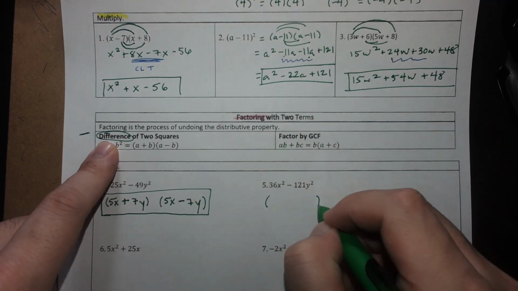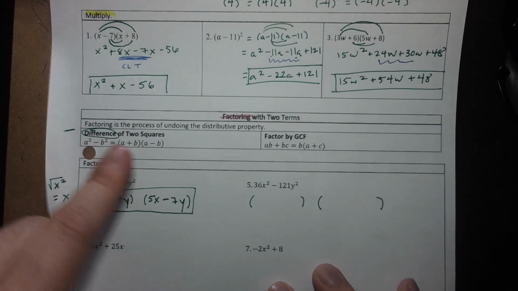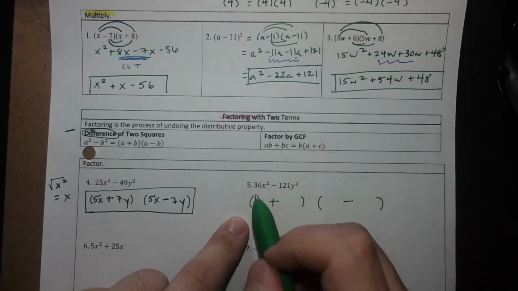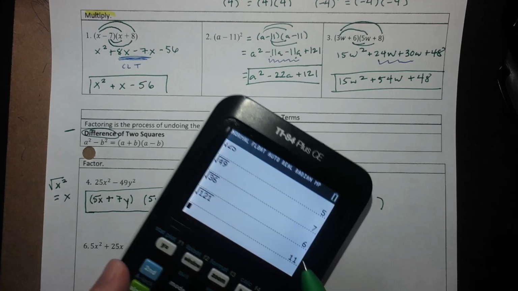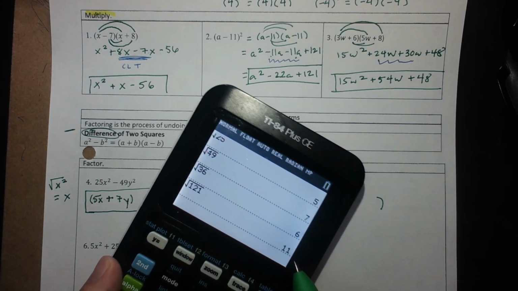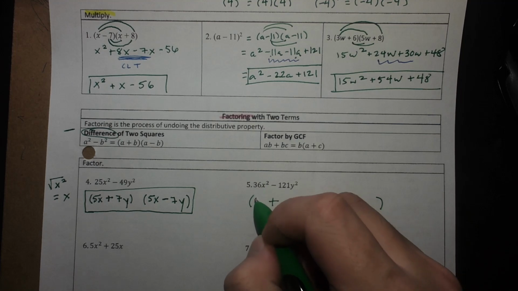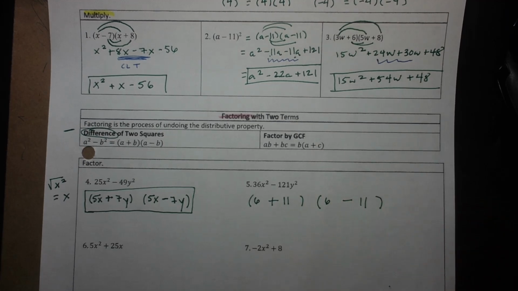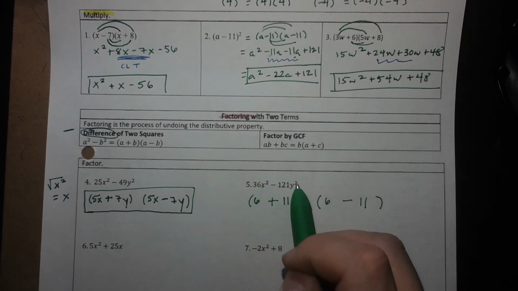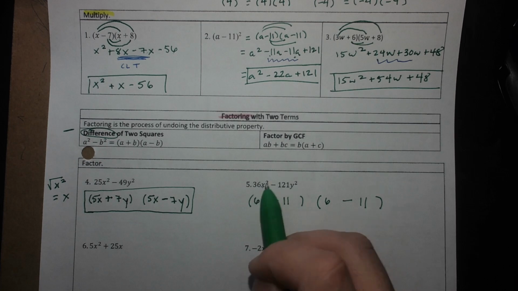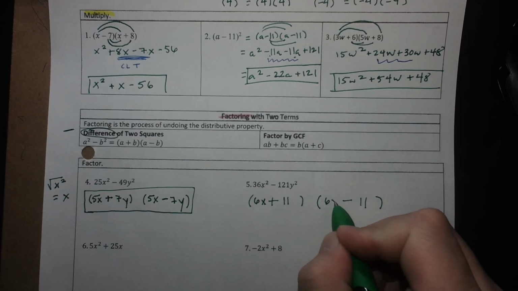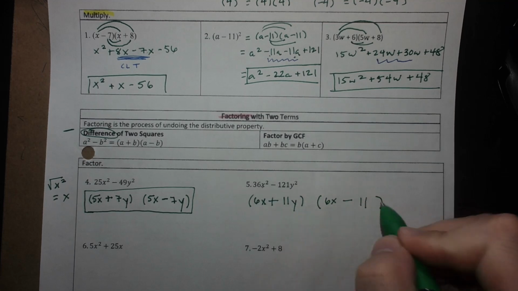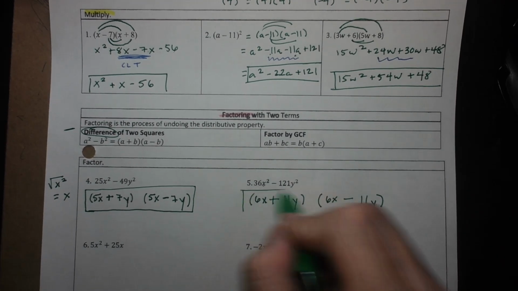So we're going to go ahead and put those 2 sets of parentheses there. 1 plus, 1 minus. The square root of 36 is 6, and the square root of 121 is 11. So I'm going to go ahead and put 6 here, 6 there, 11 here, 11 there. And don't forget the x squared and the y squared. So if I were to take the square root of x squared, you got to put an x here, and you got to put an x there. And since I'm taking the square root of y squared, here's a y, there's a y. That's your answer.